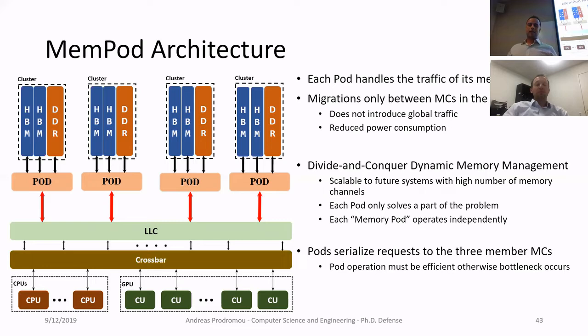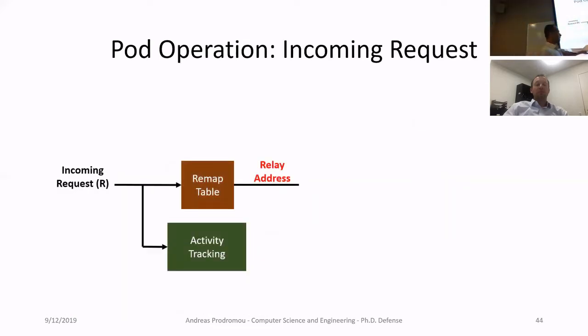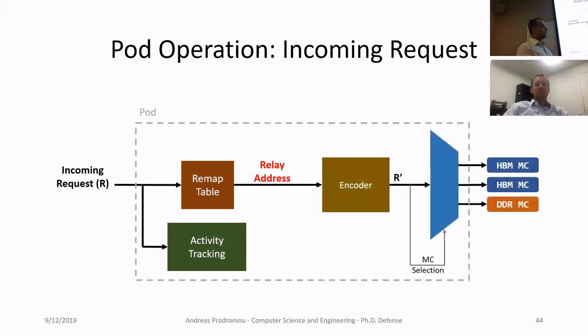When a request comes in at the pod, it first goes through activity tracking, which is a hardware implementation of MEA. And it also looks up a remap table to see whether or not this page has been migrated before, in which case we get a relay address. It gets re-encoded into the request, and then it goes to the right memory channel. So everything is transparent to the rest of the system. It's just a level of indirection that is hidden.